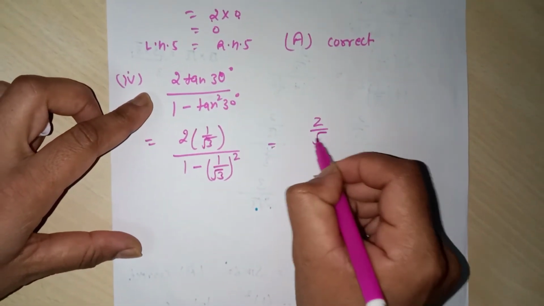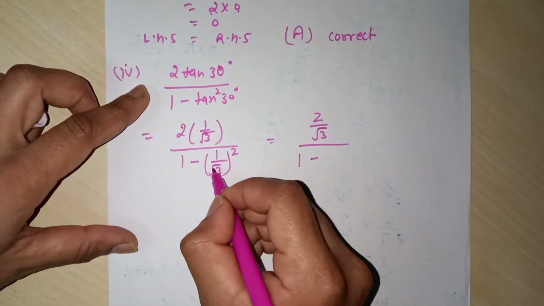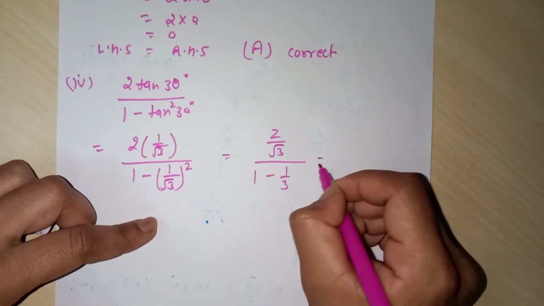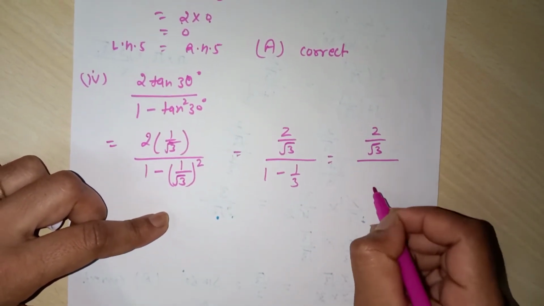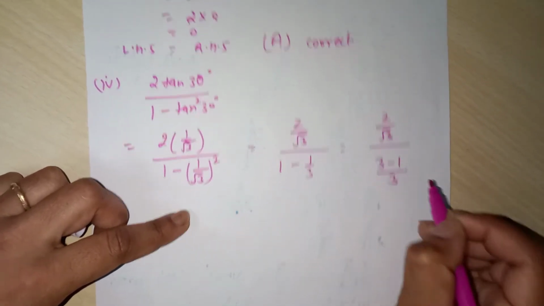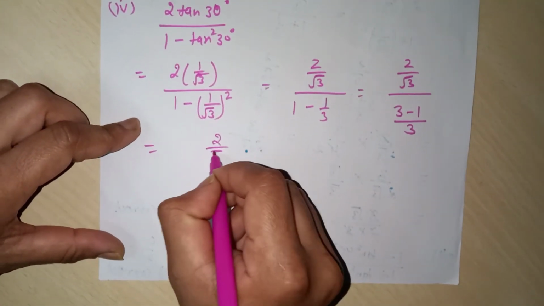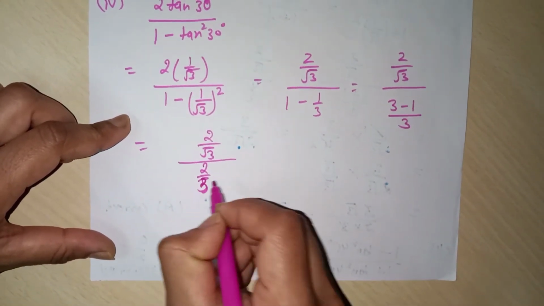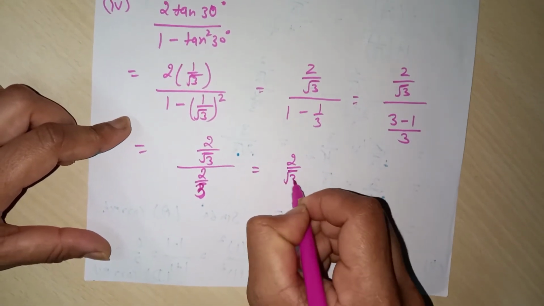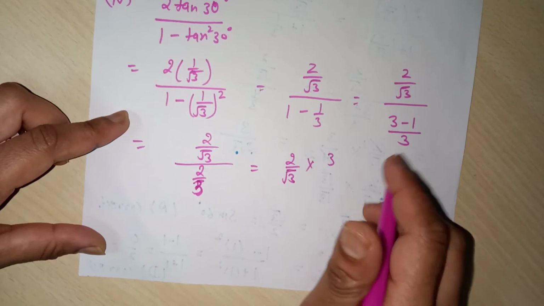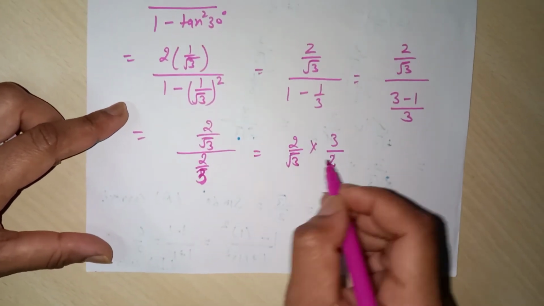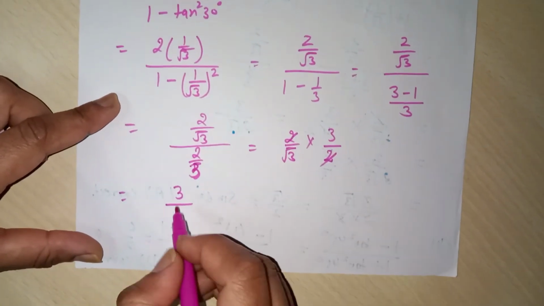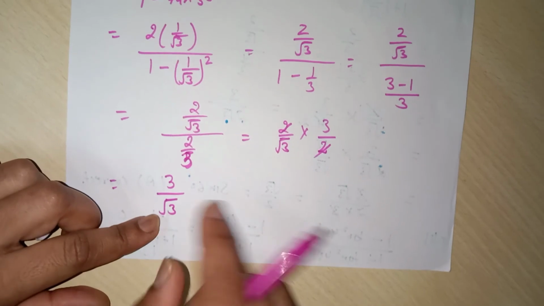Here it becomes 2 by root 3, and the square root goes with the square, so we will be left with 1 by 3 here. Now take the LCM in the denominator: 2 by root 3 upon 3 minus 1, 2 by 3. Now reverse it. 3 will go upward. Now 2 goes with 2. We are left with 3 in the numerator and square root 3 in the denominator.